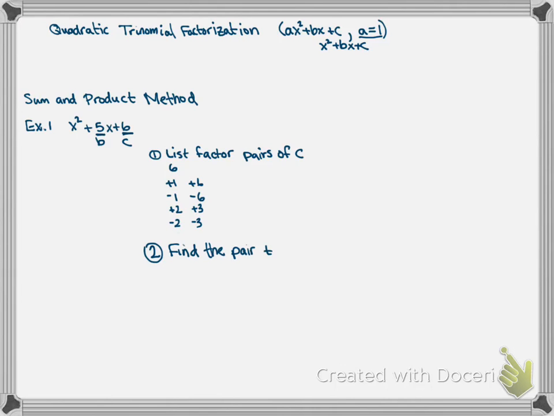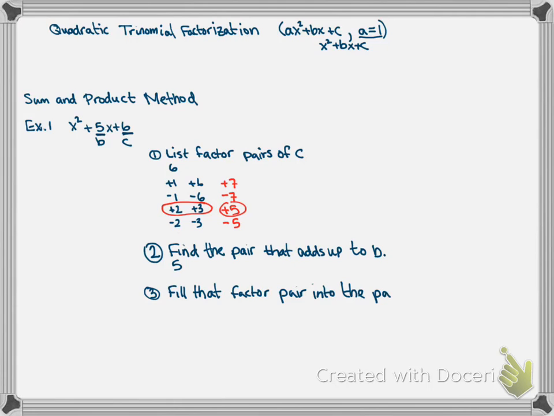Next, find the pair that adds up to b. So b is 5. So first pair adds up to 7, negative 7, positive 5, negative 5. So that third pair adds up to what we need. Okay, fill that factor pair into the parentheses. So we're going to set up two sets of parentheses, put the square root of x squared in both of them, so x's, and then take our plus 2, plus 3, and fill in the parentheses. One gets a plus 2, one gets a plus 3.